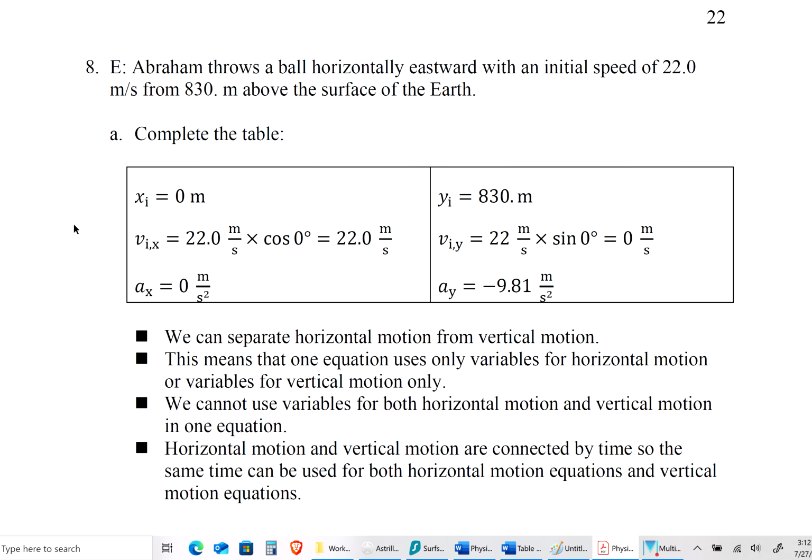Question 8, Abraham throws a ball horizontally eastward with an initial speed of 22 meters per second from 830 meters above the surface of the earth. So part A, complete the table. Let's just let x initial be 0, y initial be 830. It's thrown horizontally, so theta is 0.